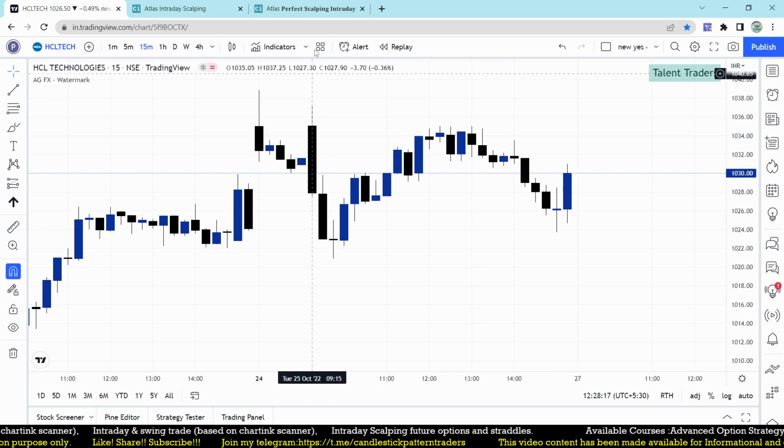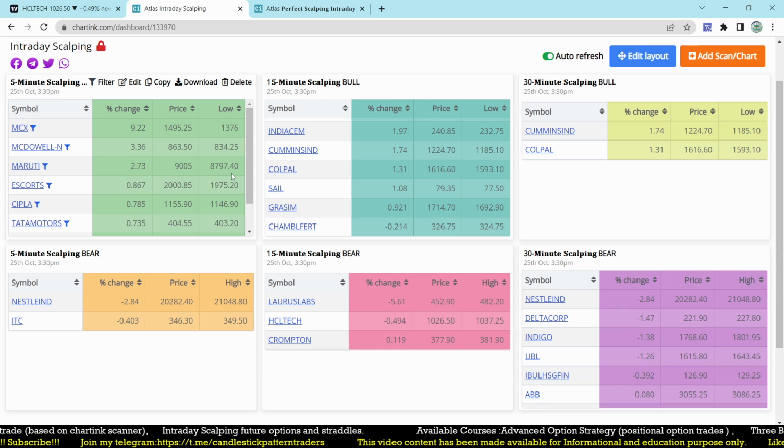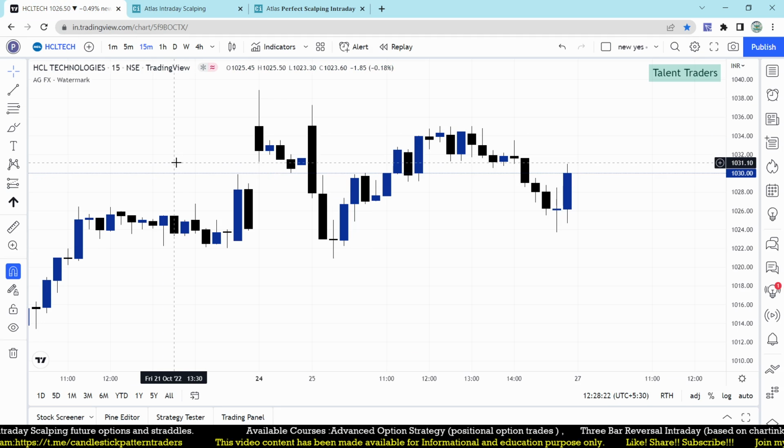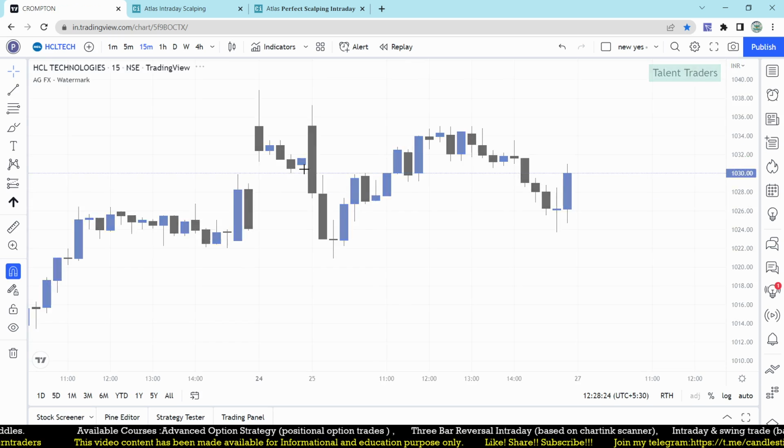So the same stock which is filtered by the normal dashboard. And the third one is the 15 minutes, it's Crompton. Let me go to Crompton and see what happened on that.